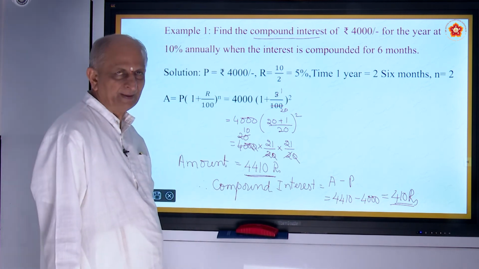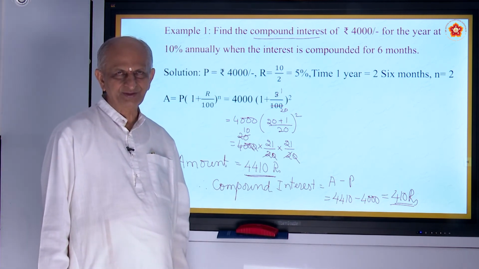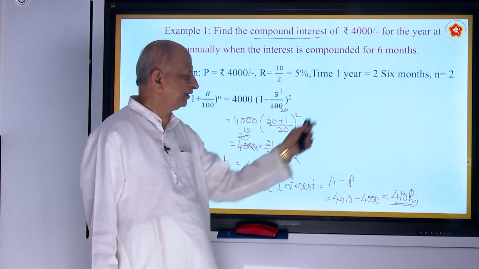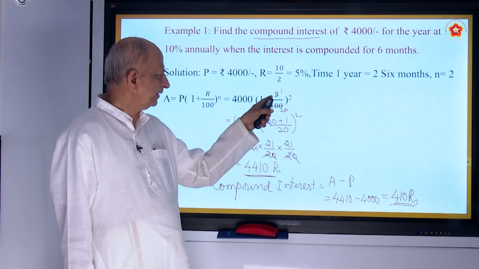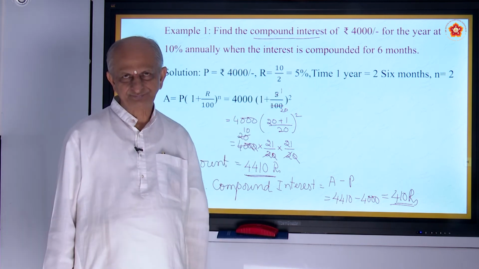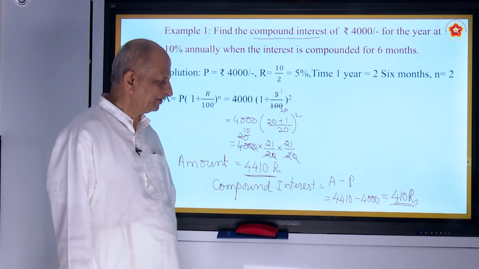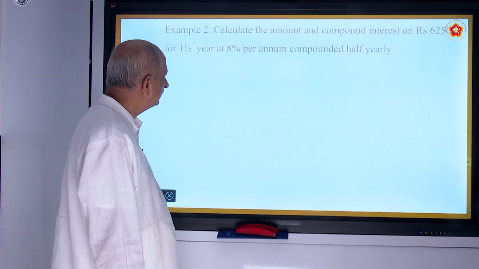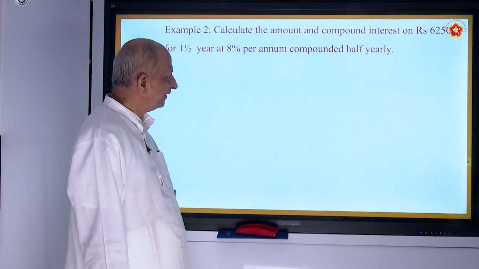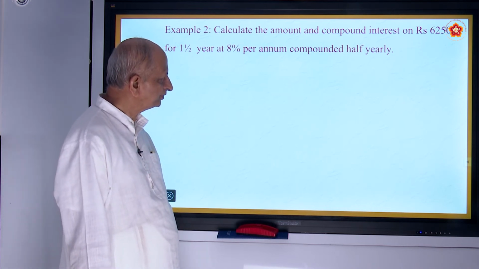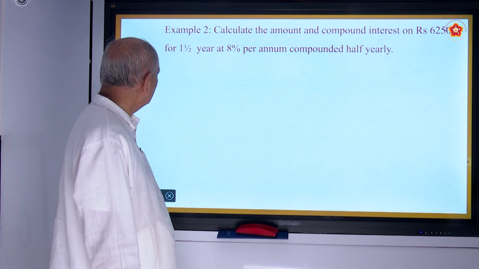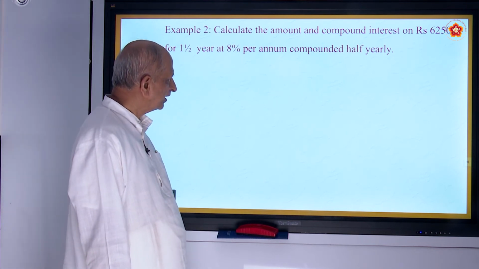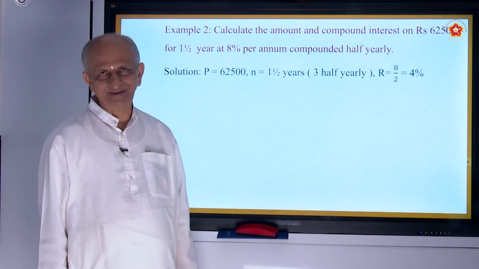They solve the problem. So in this way, whatever may be the period given, you must convert it into half years, reducing the rate. Will you do it? Okay, shall we see one more problem? Calculate the amount and compound interest for rupees 62,500 for 1.5 years at 8% per annum, compounded half yearly.